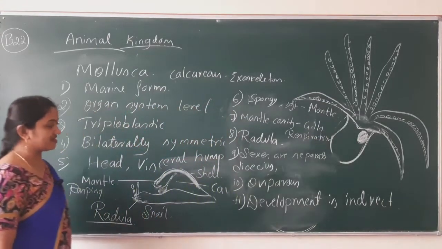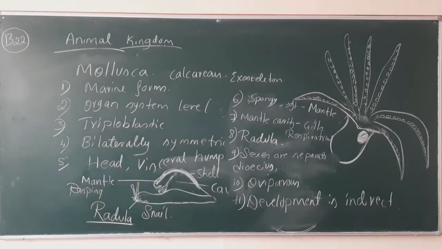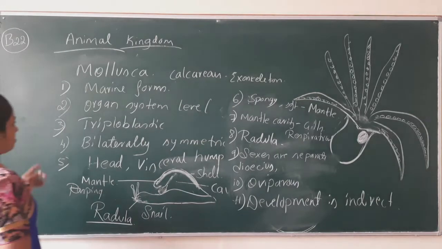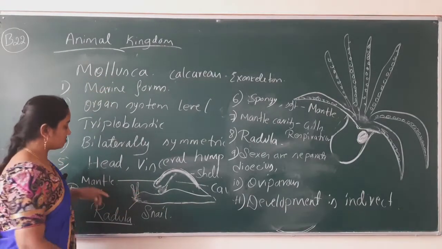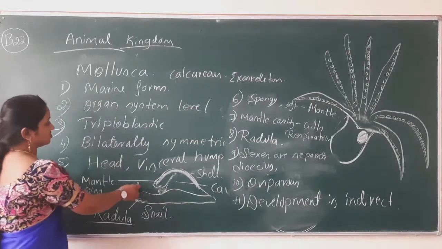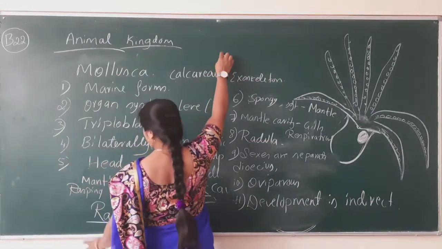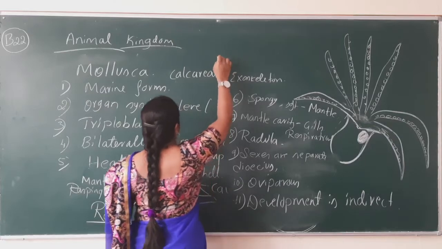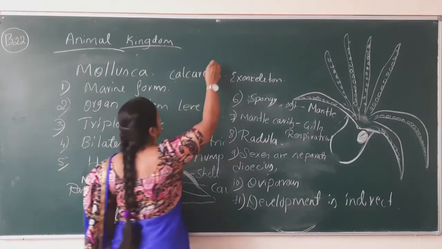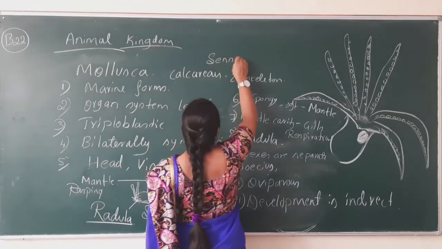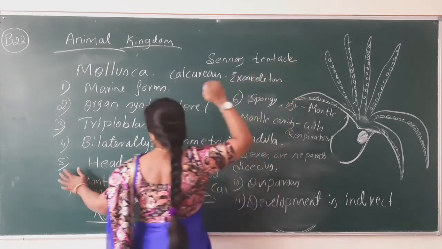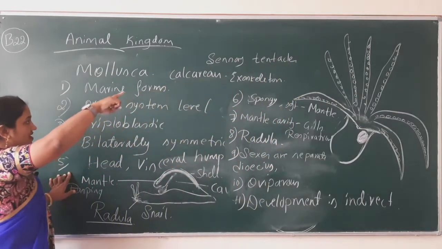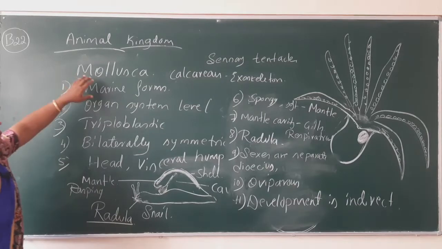Development is indirect. All right, so these are all the characteristic features of phylum Mollusca. As I told you, it has a sensory organ known as tentacles. This is also a characteristic feature that you have to mention here. Near the head region, it has sensory tentacles. After the fifth character, you can add that descriptive character.